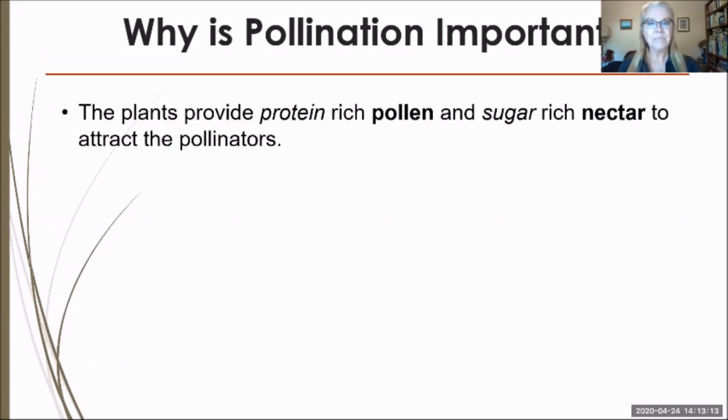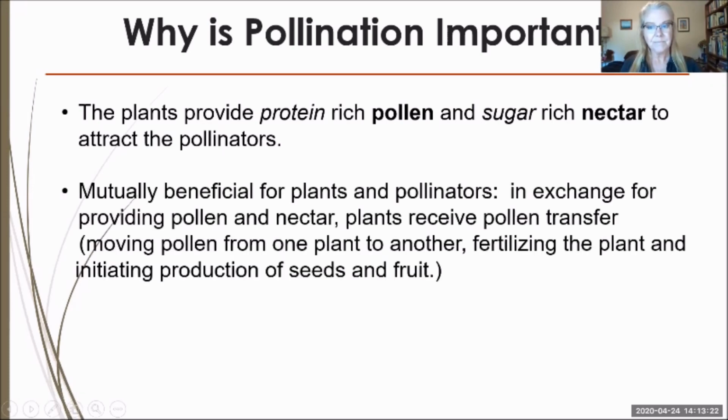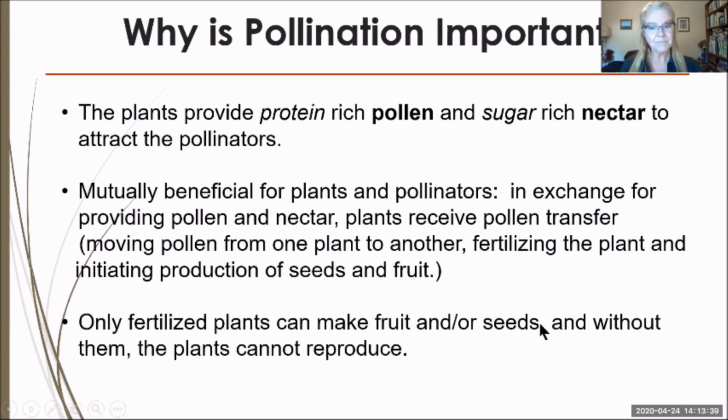So the plants provide protein-rich pollen. The protein is in the pollen, and the sugar is in the nectar, and that's what attracts these pollinators. This is really mutually beneficial for plants and pollinators. In exchange for providing pollen and nectar, the plants receive the pollen transfer, moving pollen from one plant to another, fertilizing the plant and initiating production of seeds and fruit. Also, only fertilized plants can make fruit and or seeds, and without them, the plants can't reproduce.